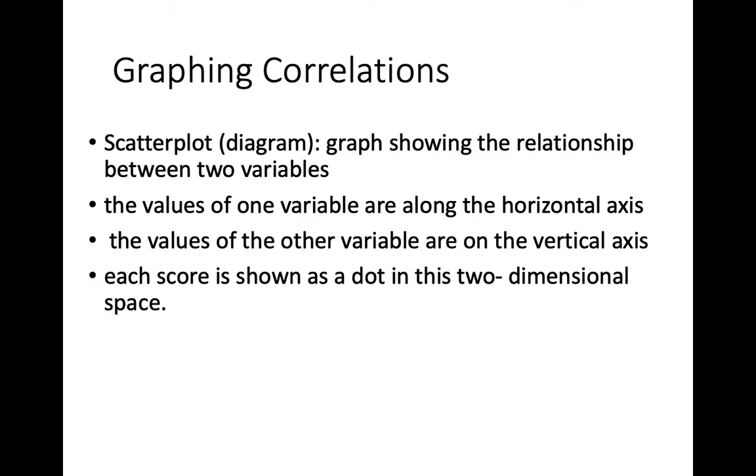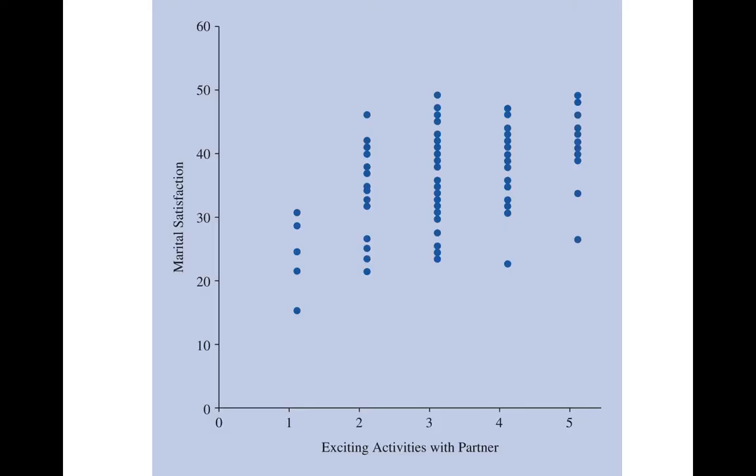So for example, they'll have a value on their SAT score, and they'll have a value on their GPA. Or they'll have a value on their motivation, and they will have a value on their work performance. So each person has two values, and we'll plot those values along an x and a y axis. So here's an example of what a scatter plot looks like. Here we've got two variables.